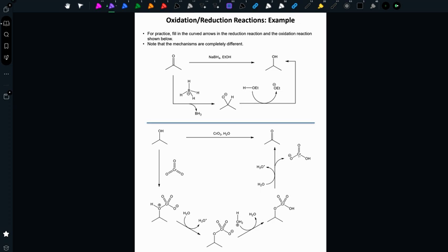I did fill in the intermediates for you, so for practice, you can go ahead and fill in the curved arrows for each of these. Again, I'll ask you to pause the video, come back once you've drawn the curved arrows, and then see how you did, and let me know if you have questions.